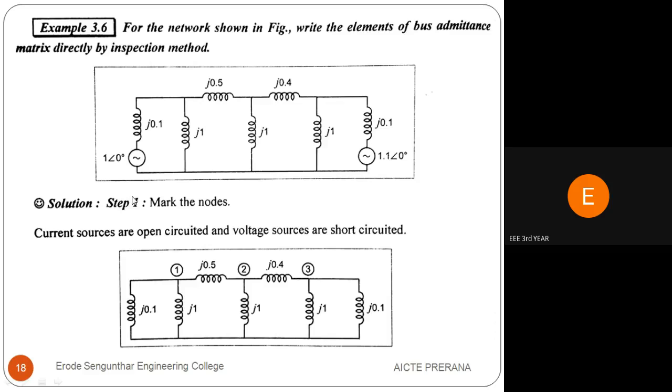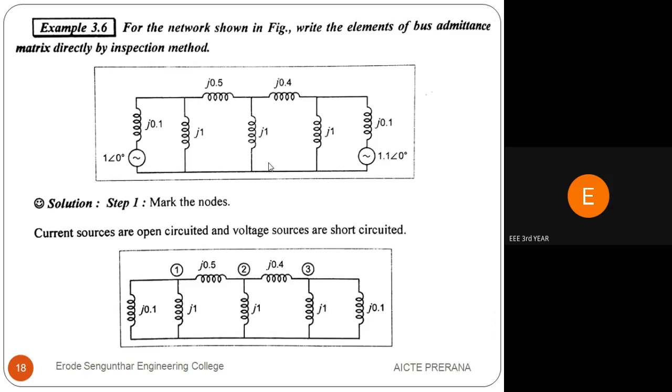First, we have to short circuit the voltage source, and consider the nodes. How many nodes are available here? 1, 2, and 3. So totally 3 nodes are available. We have to take into account the first node, second node, and third node. So from this, we can say that we are going to form a three by three matrix.